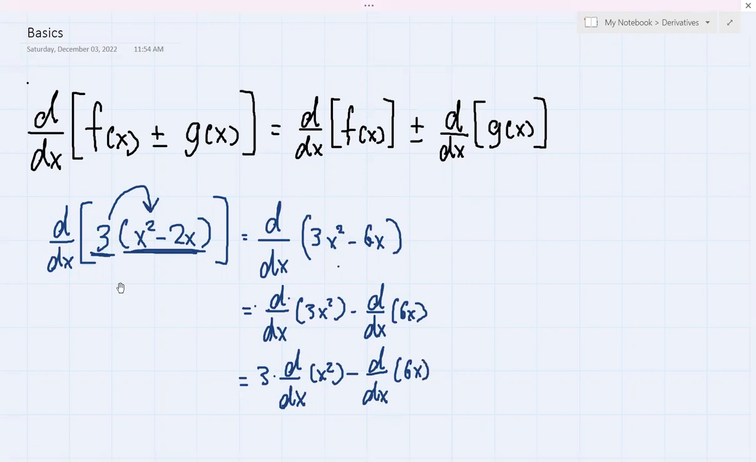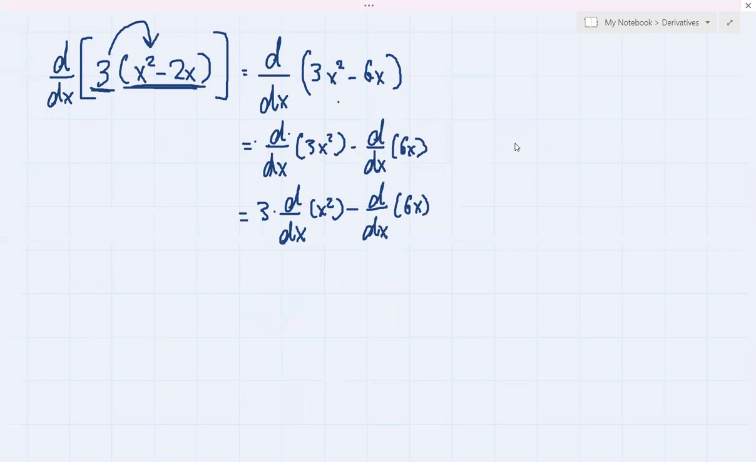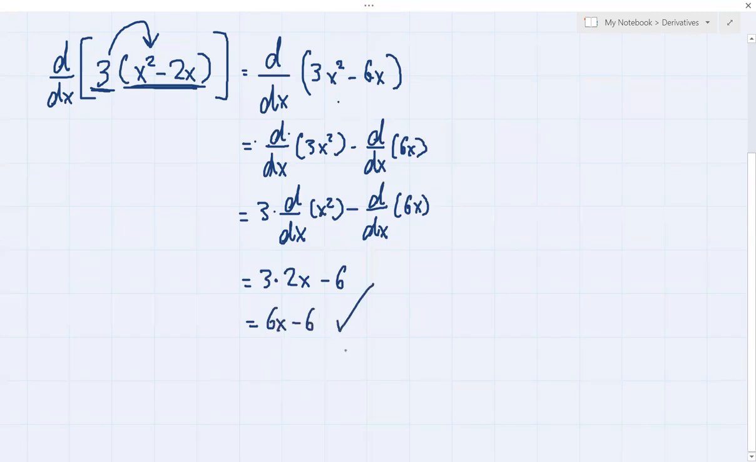So in here, the derivative of x squared, ano ulit kanina yun? 3 times dito, 2x raised to 2 minus 1, di ba? So magiging 2x na lang siya. Ang derivative ng 6x ay 6. So 3 times 2, magiging 6x. O, ayan. See? Okay na to.